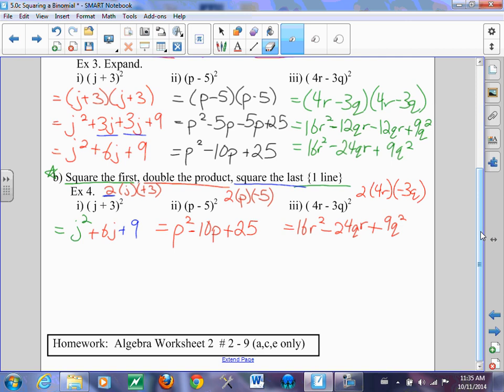Okay, so here's your homework today, folks. Algebra worksheet number 2, numbers 2 to 9, A, C, E only, and your answers are in the back of the book.